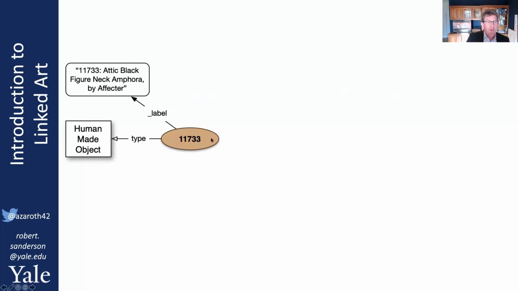So we start off with an entity, this brown guy in the middle, and it is a human-made object. So this is its class. We then give it a label, which is just a string, so that if all you get is the URI, it's this type, and this is a label intended for developers to look at, you can at least understand what this URI is describing.